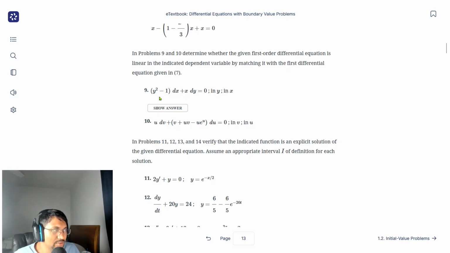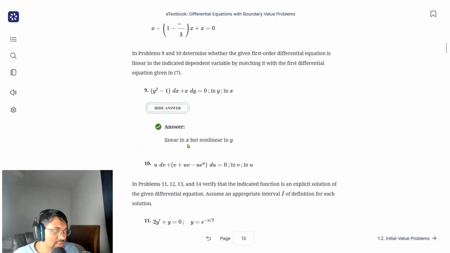And then if we look in terms of x, we see that x is perfectly fine. It's just being multiplied by a factor in terms of y. And over here, we have x multiplied by the derivative of y. So that is perfectly fine in terms of x. So we would say that this is nonlinear in terms of y, and it's linear in terms of x. And if we look at the answer here, we'll see linear in x, but nonlinear in y.